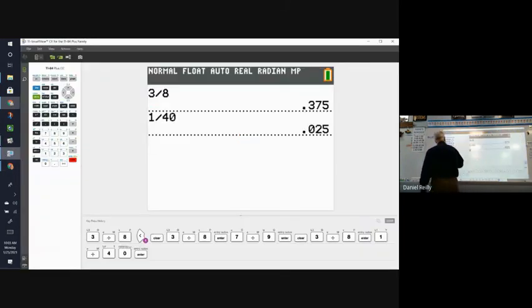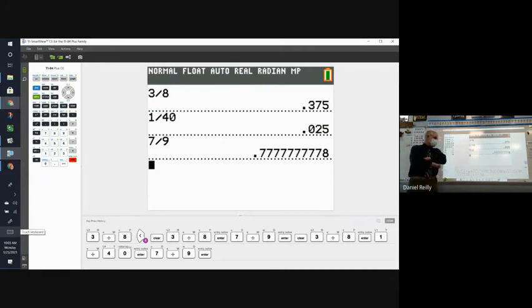7/9. 7 divided by 9. Enter. 0.777777778. Is this a repeating decimal? No. Why do you say no, Roman? Okay, because there's an 8 at the end, he says. Okay.